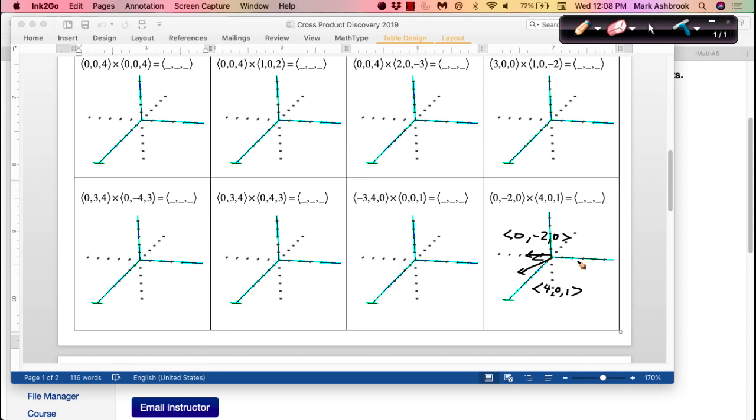Therefore, what do we expect for the magnitude of the cross product of this? What's that? Max. And how do we get that max? Product of the magnitudes, right? So I've got orthogonal vectors. So this one has magnitude 2. This one has magnitude what? Square root of 17. So the resulting cross product has magnitude what?